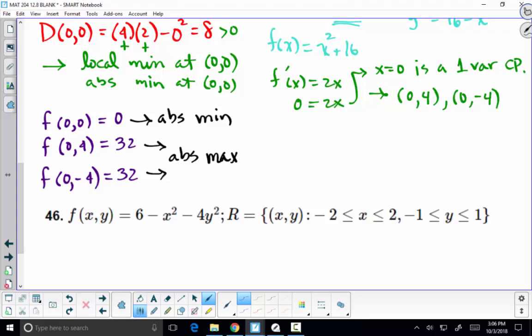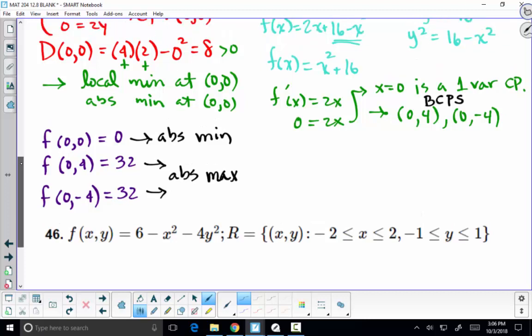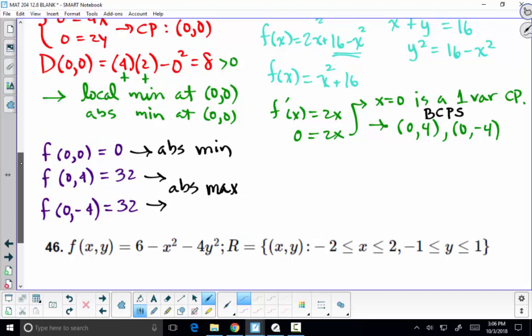How did you find where f of 0, 4 equals 32? I'm going to put a BCP here to call those boundary critical points. So we're plugging those into right there, because this is the function value along the boundary, where I just need to plug in x equals 0? Wait, where did I get 32?